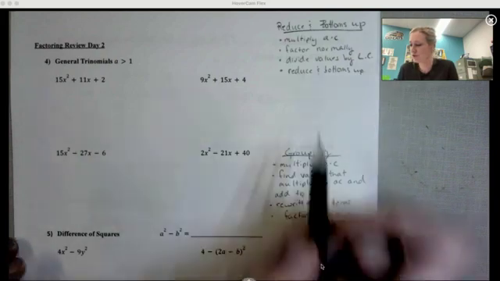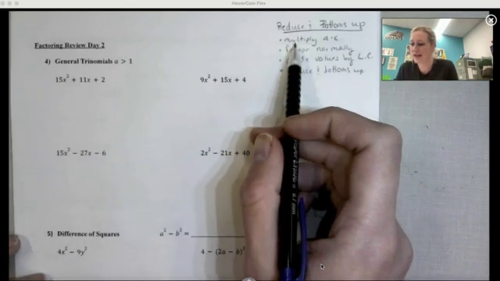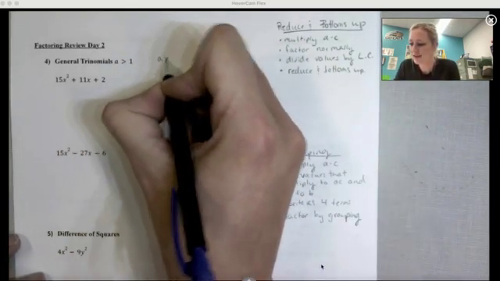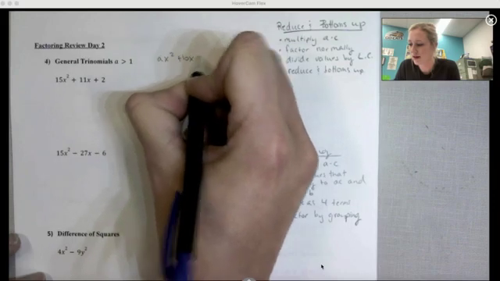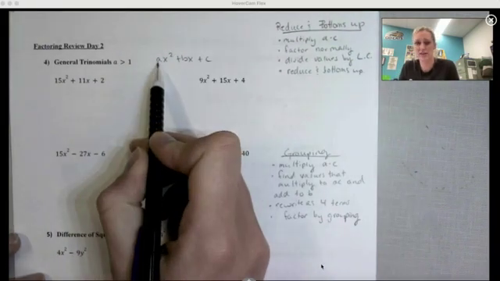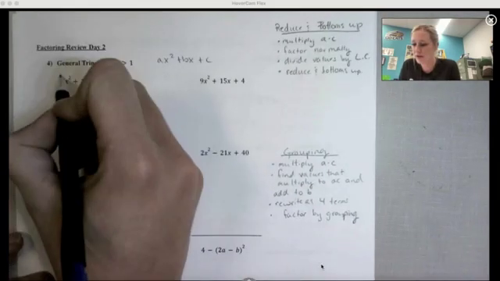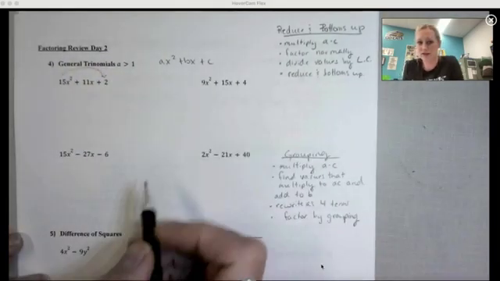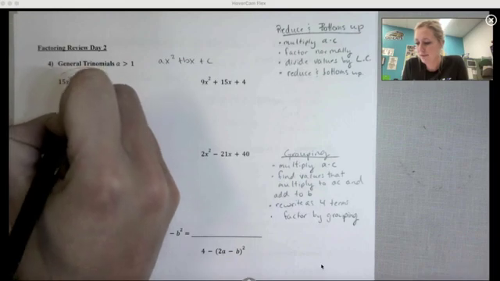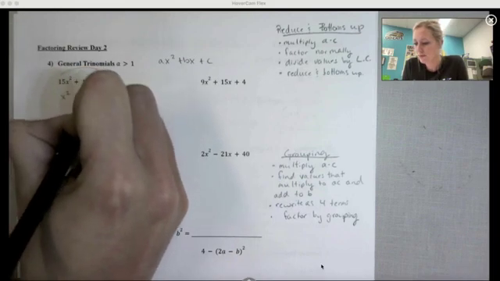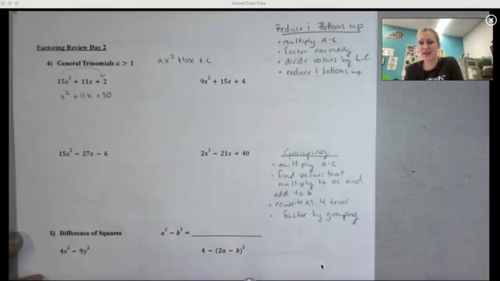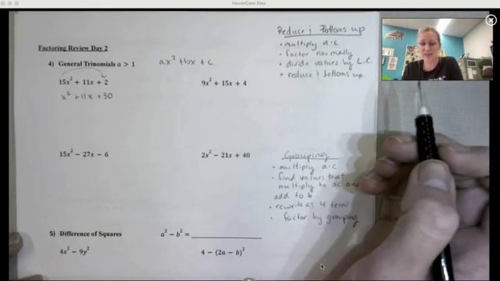All right, so reduce and bottoms up says we're going to multiply a times c. So again, when we are talking about these a, b, and c, a is the number in front of x squared, c is the constant without a variable. So if I do a times c, I'm going to get 30. So I'm going to rewrite it as a trinomial when a is 1, and then I'm going to factor normally like I did yesterday.